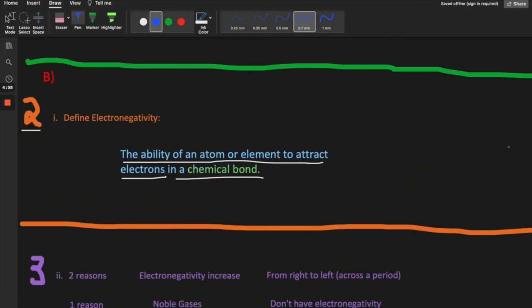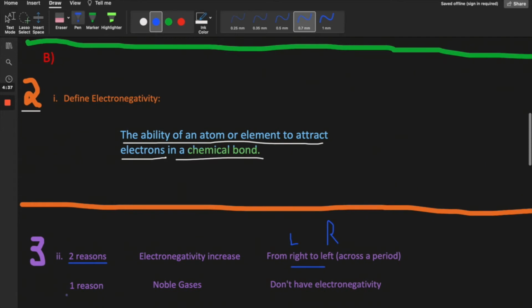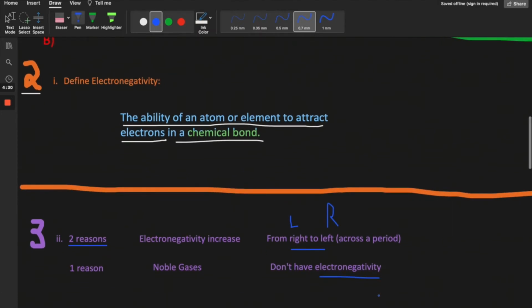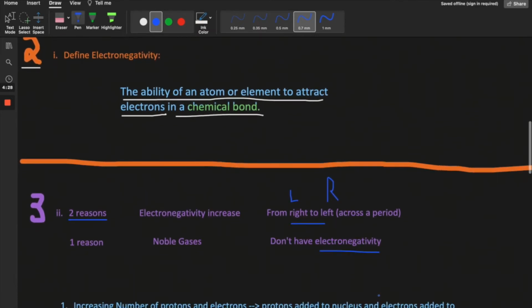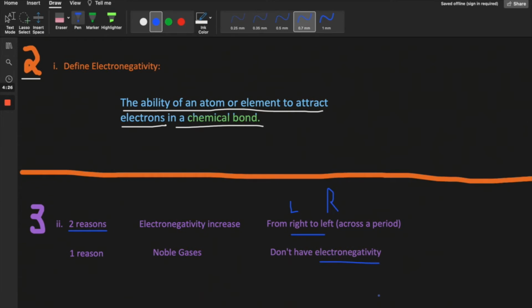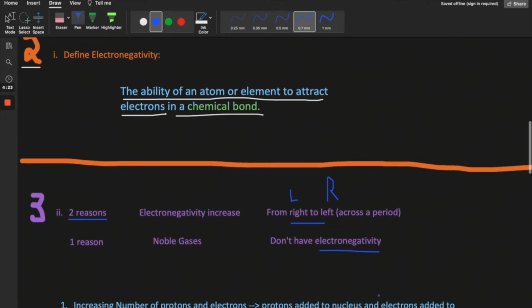For the second part of question B, II, we're asked to write two reasons why the electronegativity increases on a periodic table from left to right across a period, and this is a typo right here, it's supposed to be from left to right. And we're asked to write one reason for why the noble gases don't have electronegativity values.